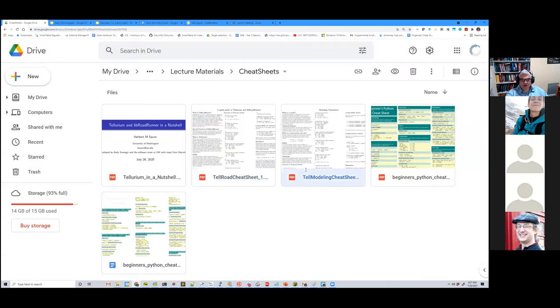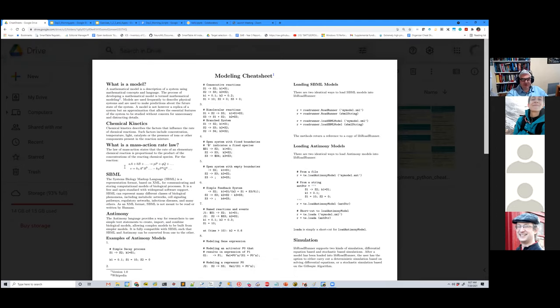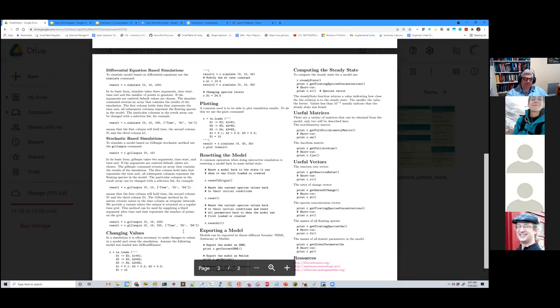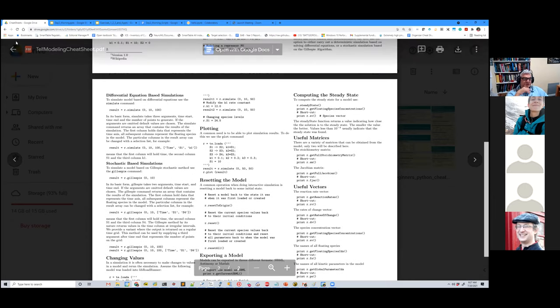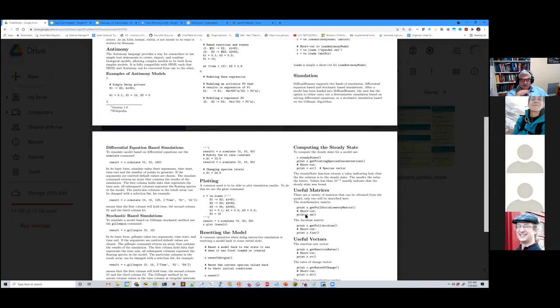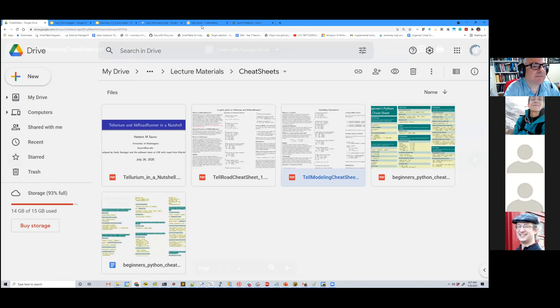And then we have a modeling cheat sheet, which gives you some information on modeling, like what is a mass action rate law. Actually, some of these look pretty similar, don't they? I think I'll have to update this. It has a few extra things like computing the steady state, but I should update this one. Anyway, those cheat sheets are available to you. They might be more useful to you than all the documentation, since a lot of people don't read documentation too much anyway. So we have the cheat sheets, okay?